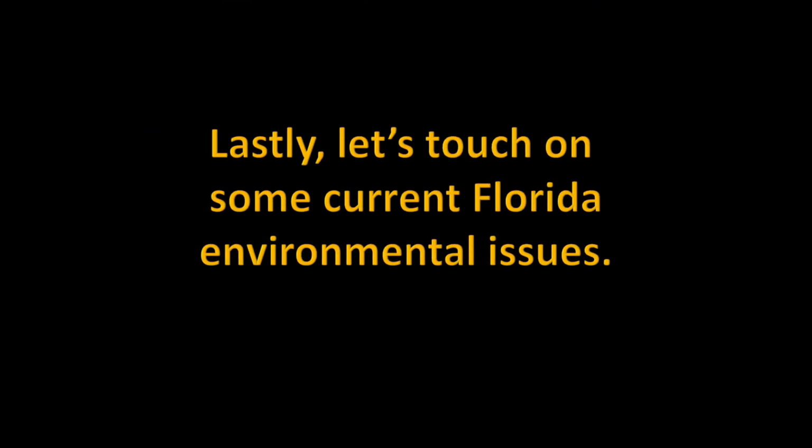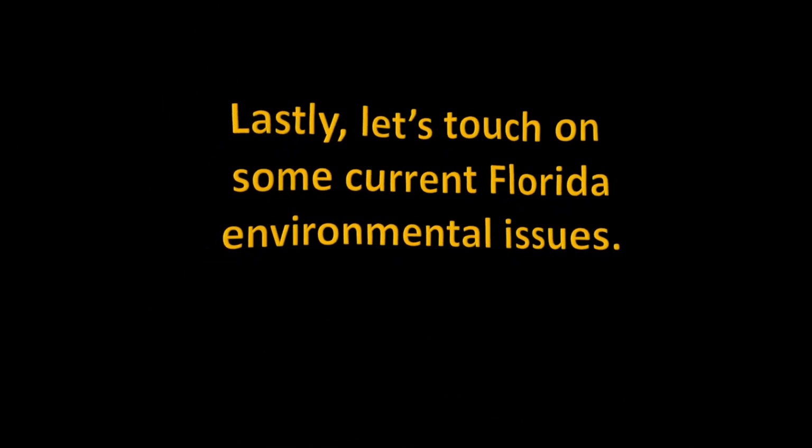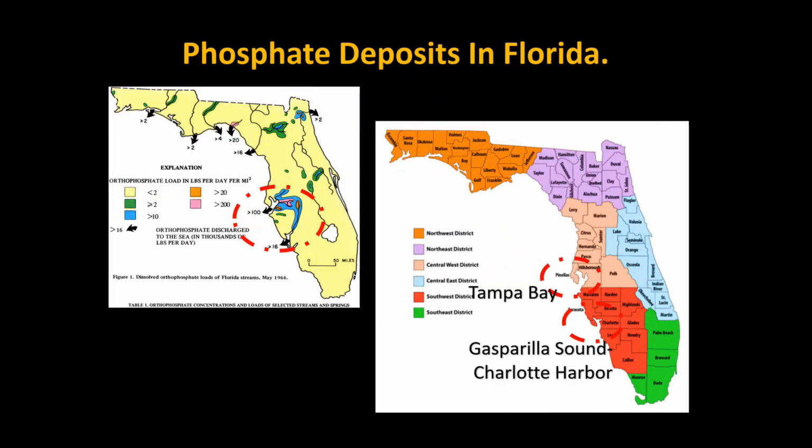Lastly, let's touch on some current Florida environmental issues. This slide shows the phosphate deposits in Florida. They are spread from north to the central portion of Florida. The largest deposits are those found in the midwestern portion of the state, in particular around the Tampa Bay, Gasparilla Sound, and Charlotte Harbor area.